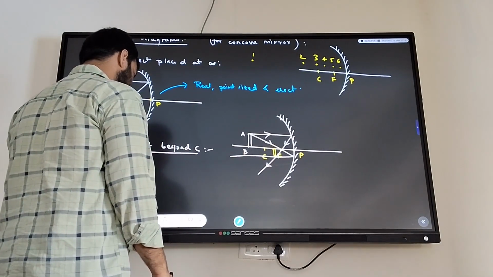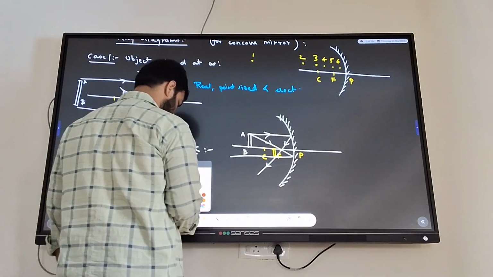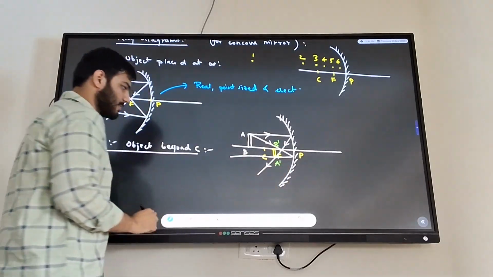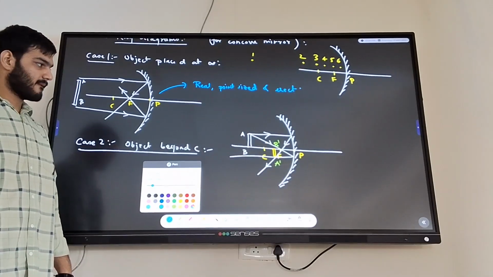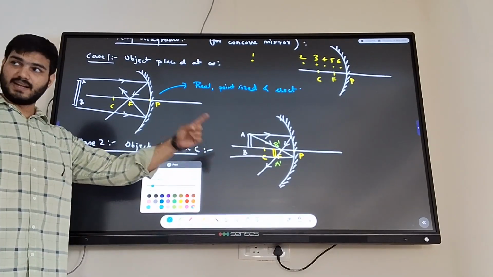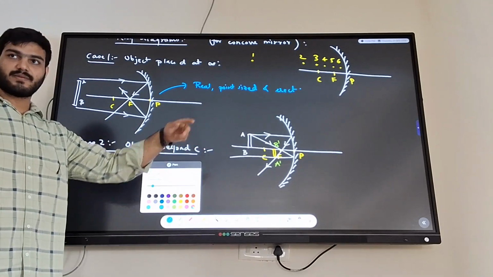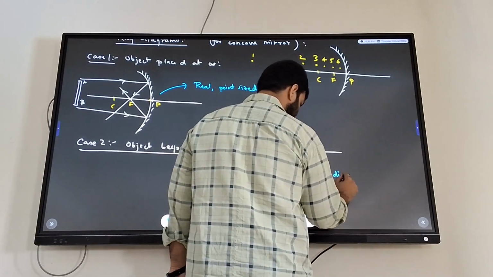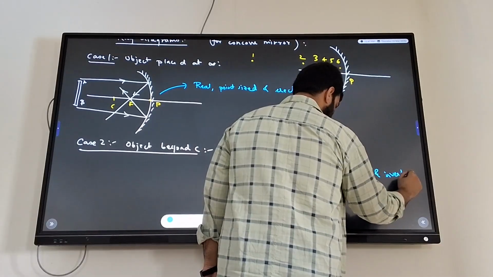That's being a little messy. And let me change my color. E prime, A prime. Can you comment upon the nature of the image? It is inverted and real. It's diminished. Can you see that it's diminished? Yes. And it's inverted. Real, diminished, and inverted image.